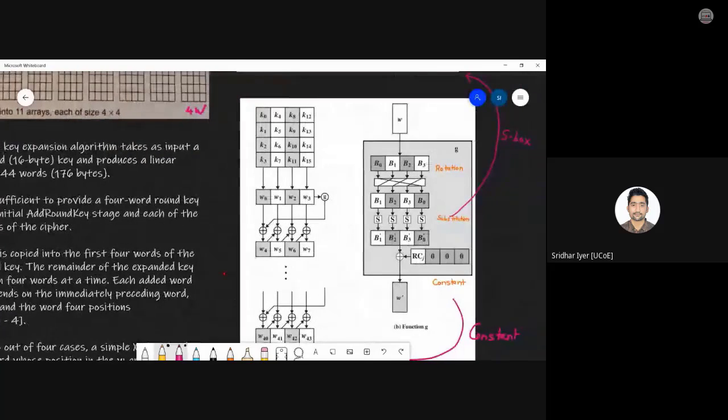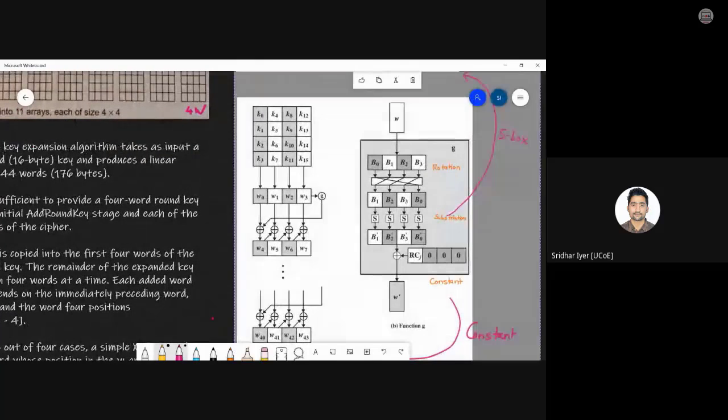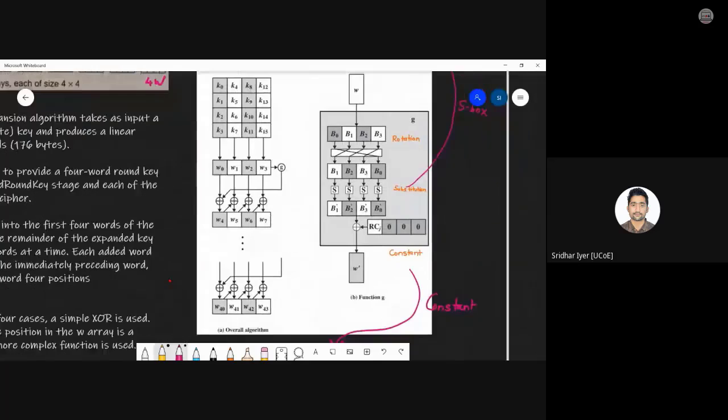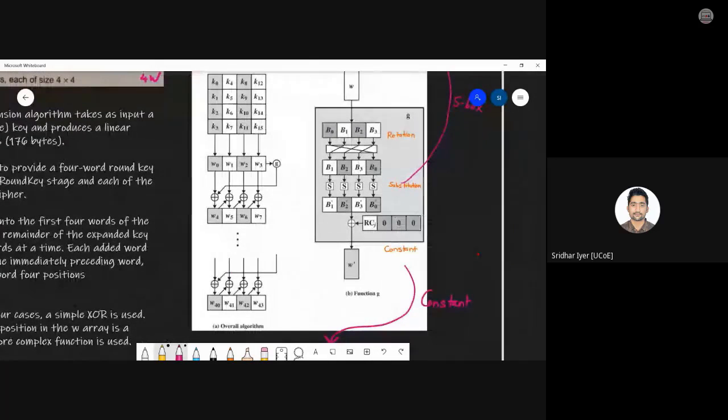See this diagram first, and then I will explain how it is done. This is the diagram. It looks complicated, but trust me, it is not that complicated. You will understand each and everything in detail.